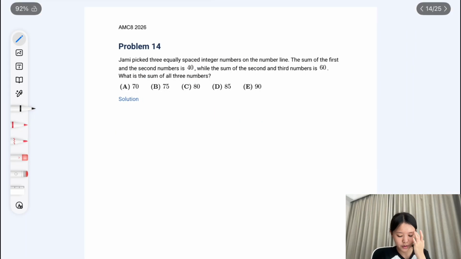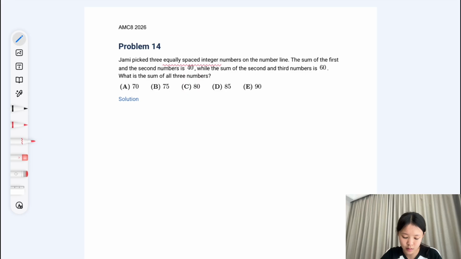Okay, question 14. Jamie picked 3 equally spaced integers on the number line. And then the first 2 numbers add up to be 40. And the second 2 numbers add up to be 60. What is the sum of all 3 numbers? So let's just draw what this number line would look like.